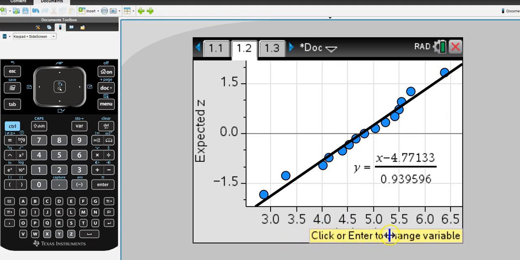So along here are the actual data values, and along here are the expected z-scores that we would get if it followed a normal model. Well, if those values lie approximately on a line, then we know that, for our purposes, we can use a normal model. We can say it's plausible that the data came from a normally distributed population, or that the data in our sample is approximately unimodal and symmetric. So that's another way to check.